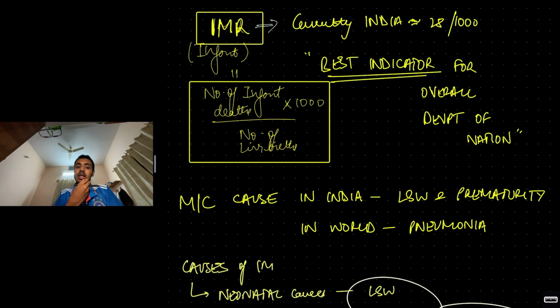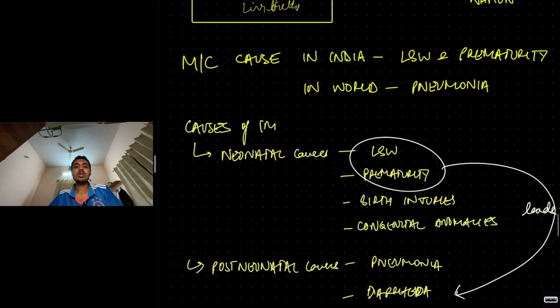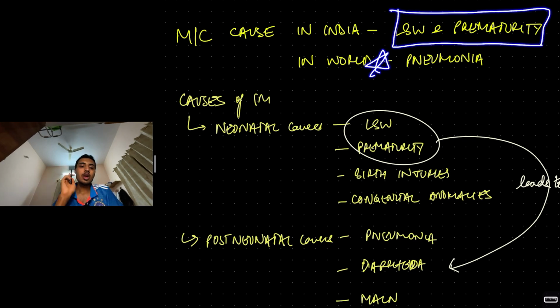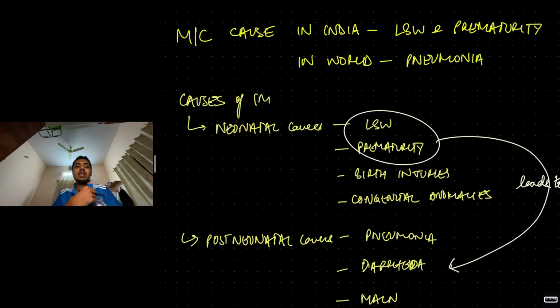So infant mortality rate tells you the overall development of the nation, and the most common cause of infant mortality in India is low birth weight and prematurity. Very, very important. Low birth weight and prematurity is the most common cause of infant mortality. In the world, it is pneumonia.